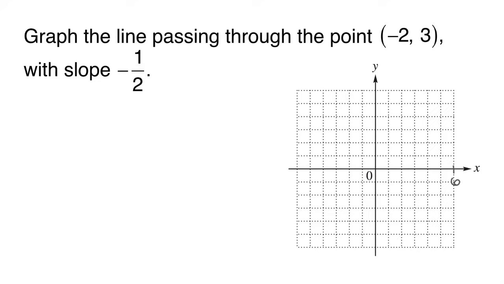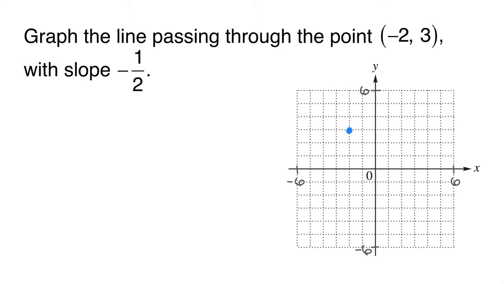So the maximum on the x and y axes will be 6, and the minimum on our axes will be -6. We can then plot the point that we know is on the line, -2, 3. From the origin, we move left 2 and up 3 and plot a point.